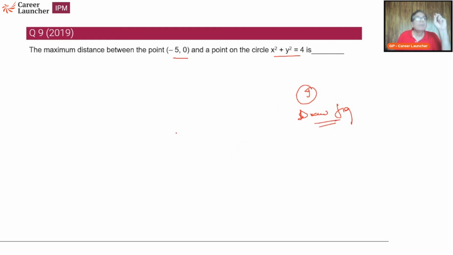So question number 9, I'm keeping it along with 3 and 8, which means difficult questions from class 9, 10 topics.